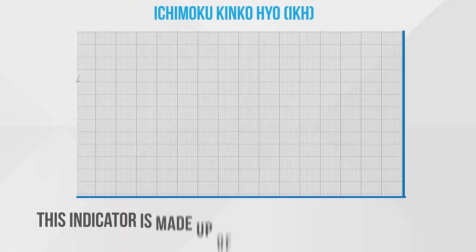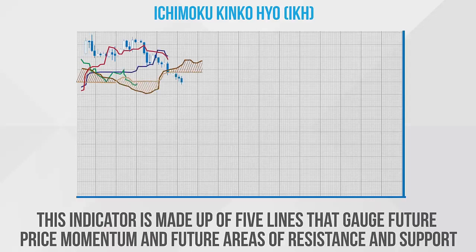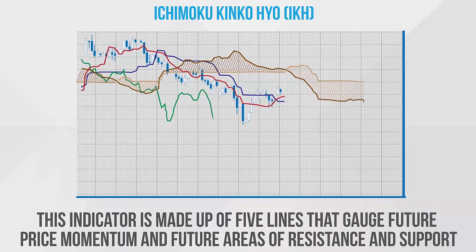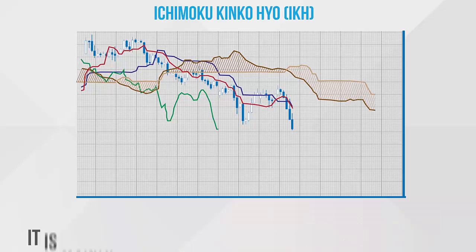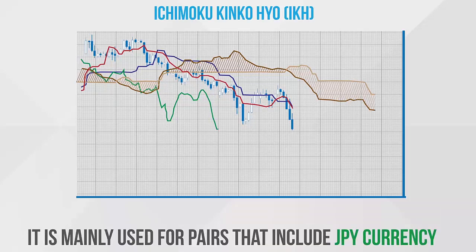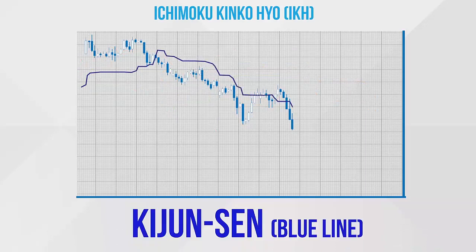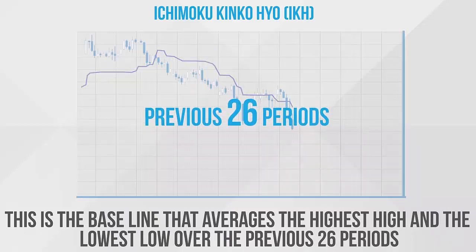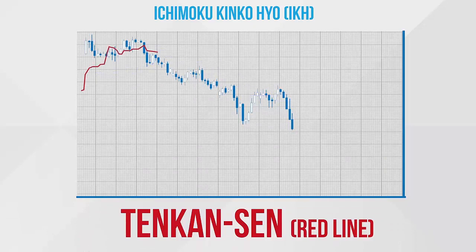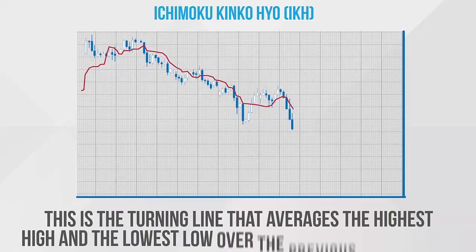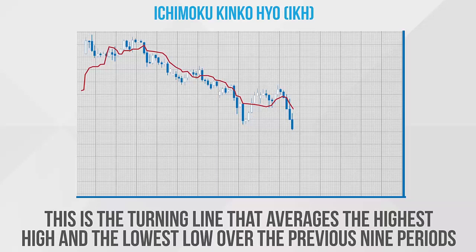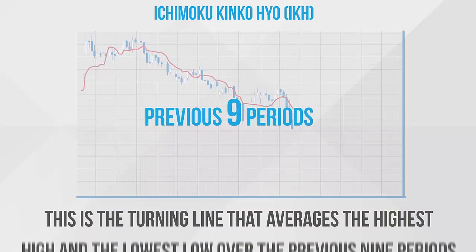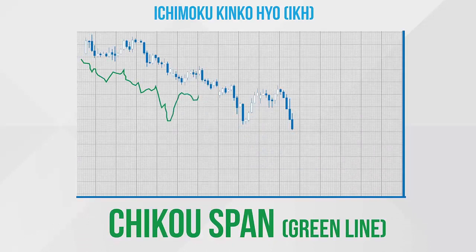Ichimoku Kinko Hyo. This indicator is made up of 5 lines that gauge future price momentum and future areas of resistance and support. It is mainly used for pairs that include Japanese currency. Kijun Sen, blue line. This is the baseline that averages the highest high and the lowest low over the previous 26 periods. Tenkan Sen, red line. This is the turning line that averages the highest high and the lowest low over the previous 9 periods. Chiku Span, green line.